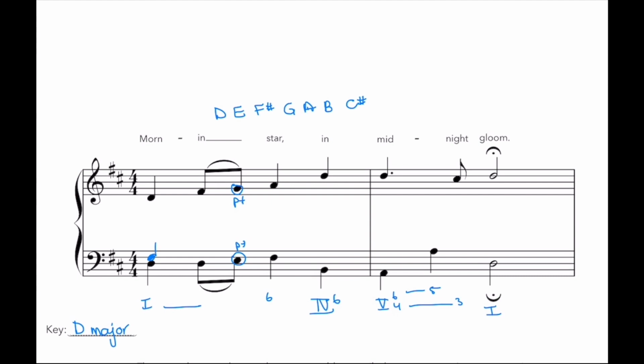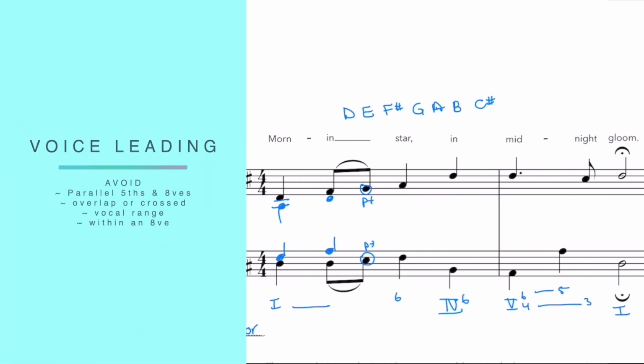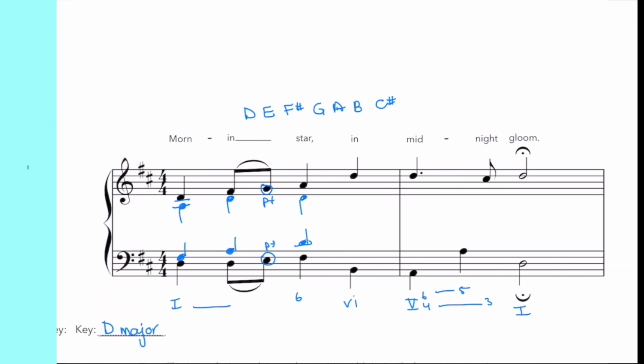Finally, I'll head back and add in all my inner voices. I want to ensure that there are no parallel fifths and octaves, that my voices don't overlap or cross, that each voice stays within its recommended range, and that my voices are within an octave of each other, though the bass and the tenor can be further if needed.